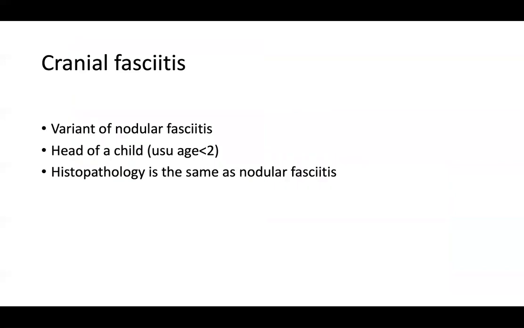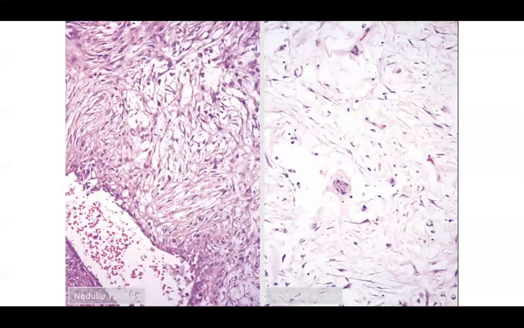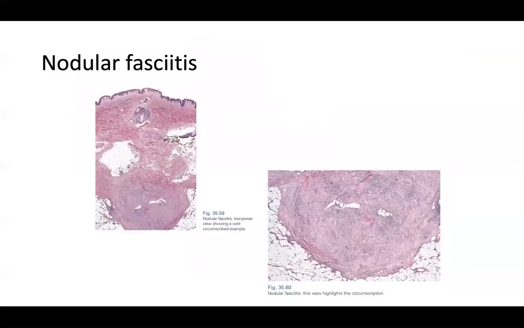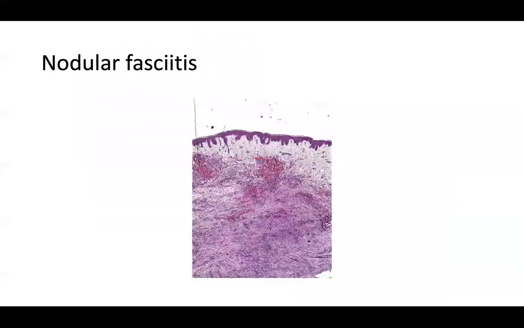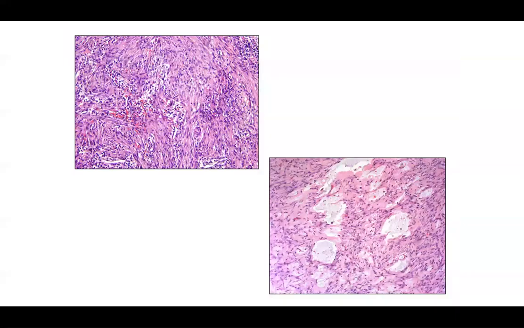Cranial fasciitis is associated with nodular fasciitis, but it typically forms on the head of a child, usually less than 2 years of age. But the histology is the same as nodular fasciitis. It's just a clinical presentation. So if you were worried about other entities that have spindle cell proliferation, like some kind of weird myxoid DFSP or something like that, you can do CD34, make sure that's negative as well.